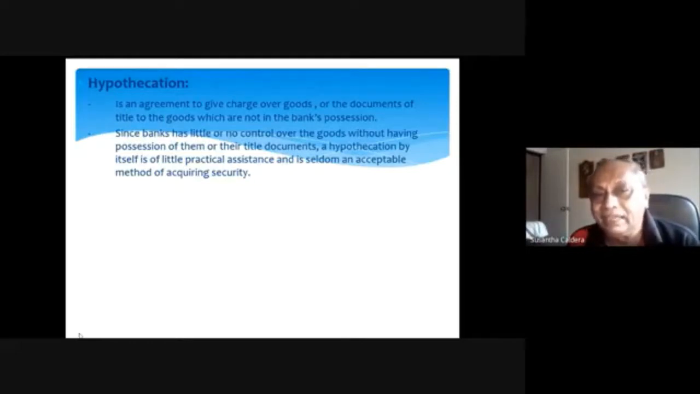Banks have little or no control over the goods. The goods are with the seller. But we have given the goods to them on trust. Right? It's an agreement to give charge over goods.